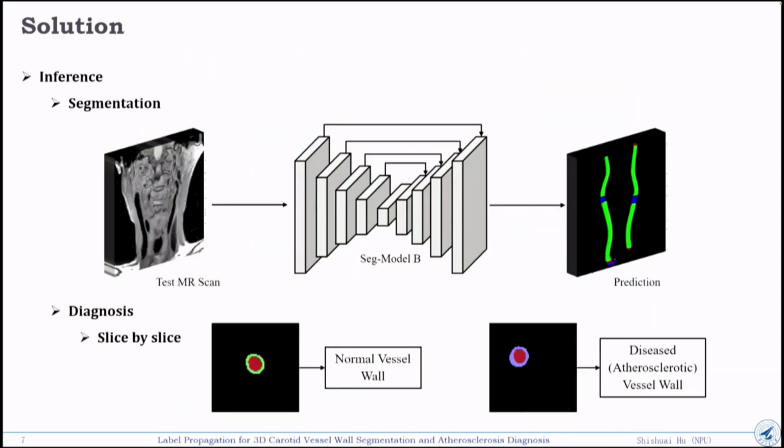During inference, we only use model B to perform inference in a sliding window manner on the given test image. Then, we can get lumen, normal vessels, and diseased vessels, of which the latter two are regarded as vessels for the segmentation task. For the diagnosis task, we split the whole MR scan into single-side MR scans and classified each single-side MR slice into normal or diseased by judging whether the MR slice contains diseased vessels.